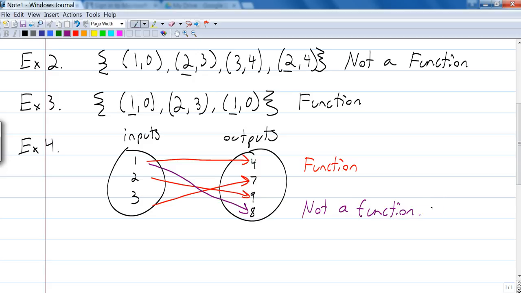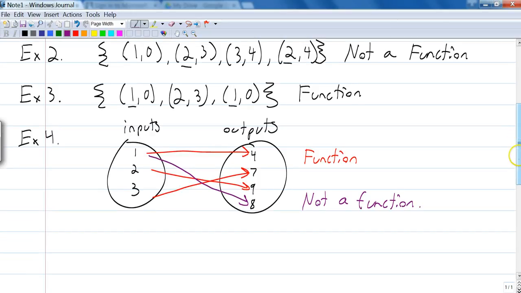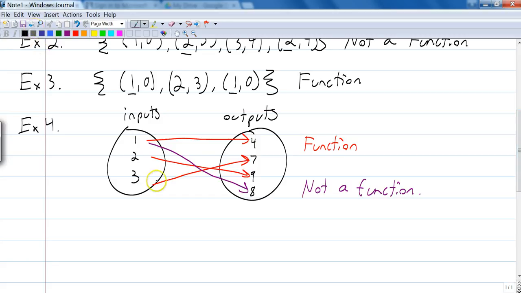Okay, so that's called a mapping, but it's the same principle. The input has to have one output. The one cannot have two different ones. Now, some of you might be wondering, can you have the same output? And that is, yes, you can.